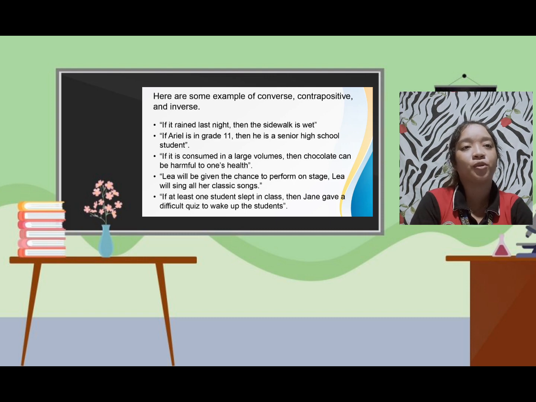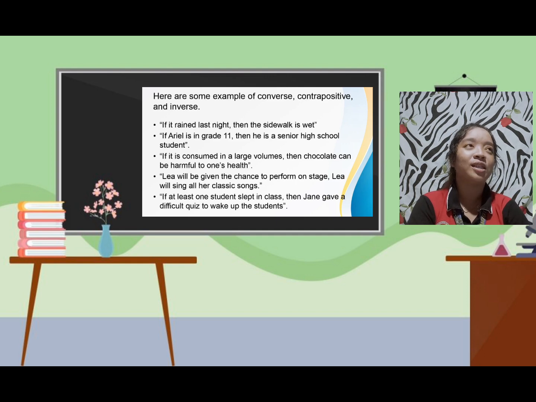So now let's proceed to find the contrapositive of this statement. So it is the negation of Q, or the negation of the conclusion, implies the negation of the hypothesis. So the contrapositive of this statement is, if Leah will not sing her classic songs, then she will not be given the chance to perform on stage.